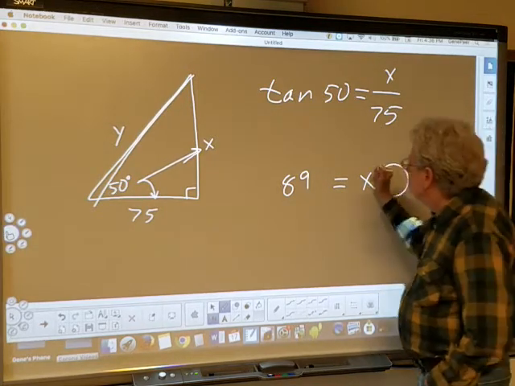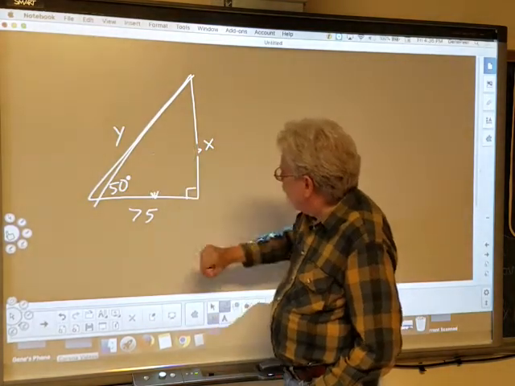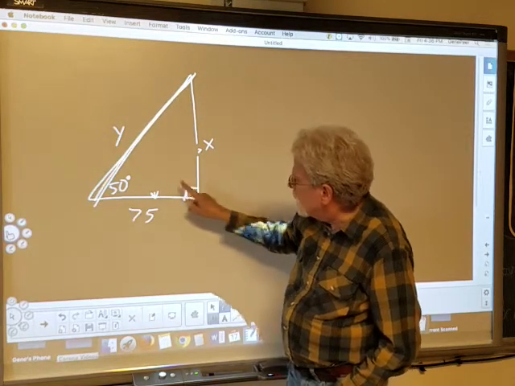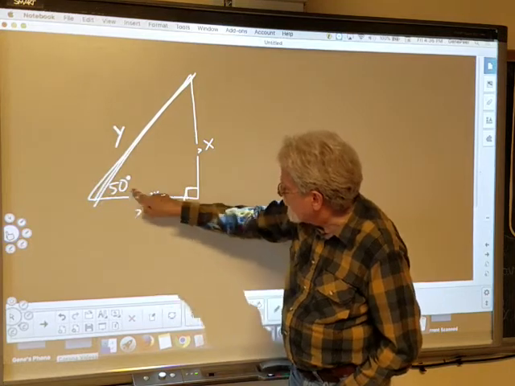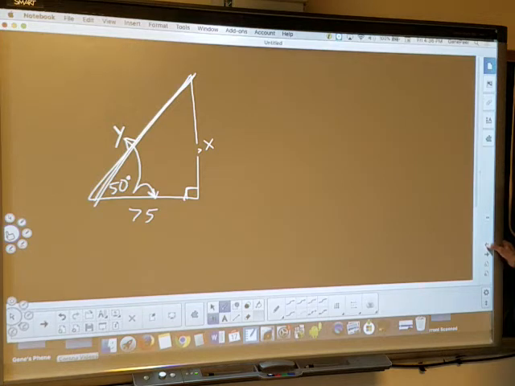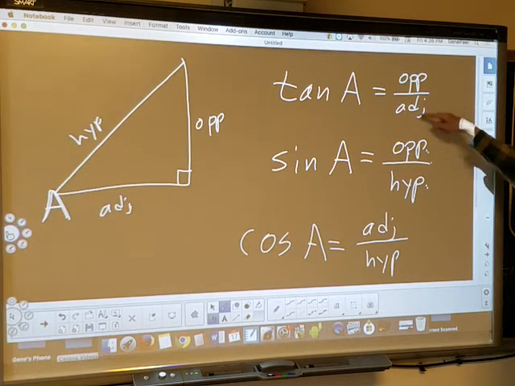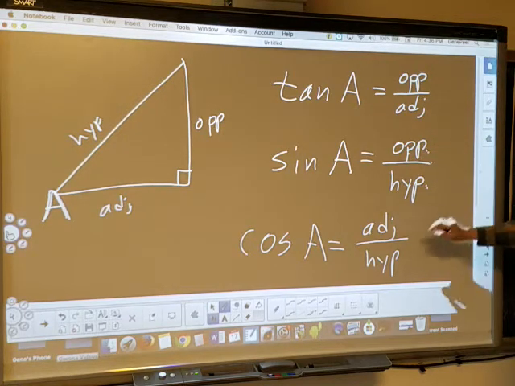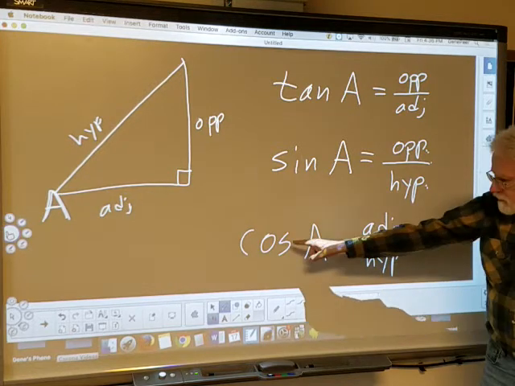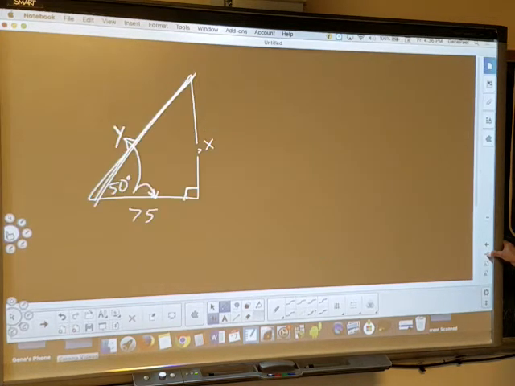Then to find y, this time, forget about these guys. This time I'm dealing with the hypotenuse, opposite the right angle, and the adjacent. All right, who does hypotenuse and adjacent? There it is. Hypotenuse and adjacent. That's going to be cosine. I will use cosine. So I go back to my problem.